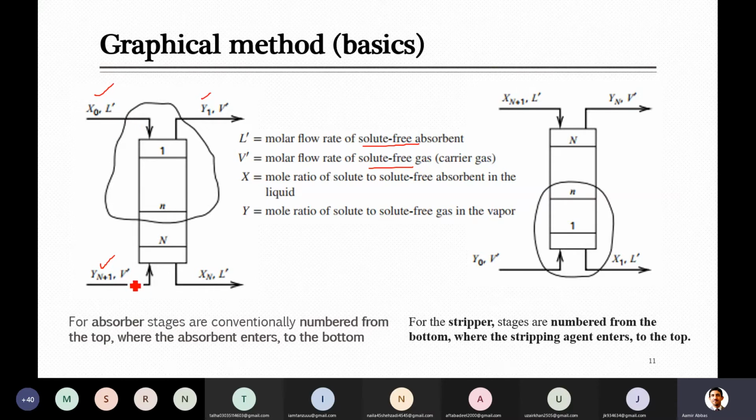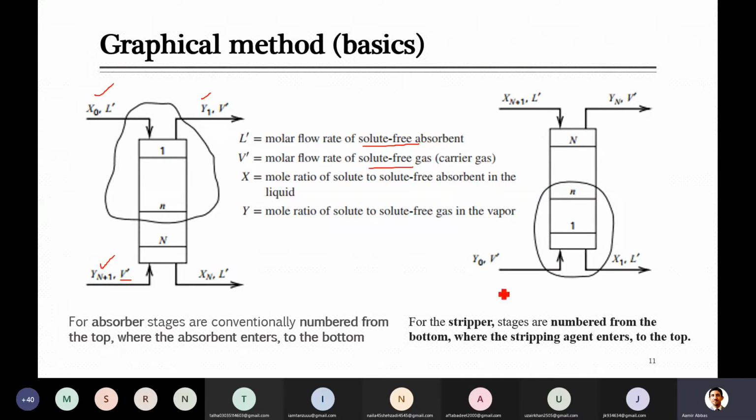As well, for the gas or vapor entering from the bottom, if its flow rate is V prime, that also remains the same till the top. And this was also solute free, so any solute will be absorbed, but the major gas will be leaving as such from the column.